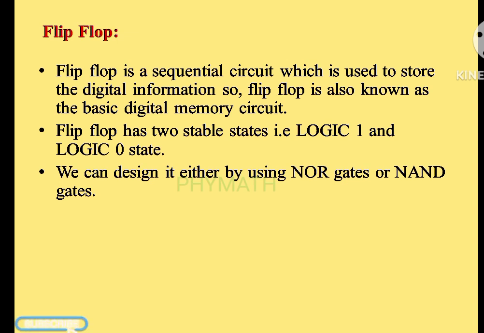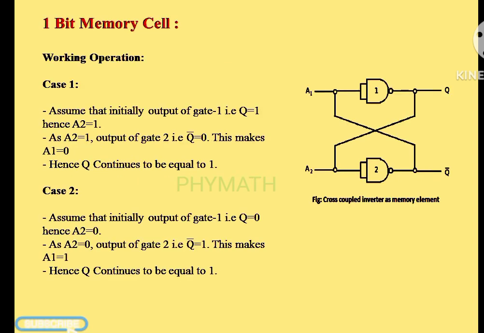As we know, the NOR gates and NAND gates are the universal gates. Now let's design the flip-flop by using two NAND gates. Now the figure shows a cross-coupled inverter. Now why is this figure called a cross-coupled inverter? First of all, let's see what is meant by inverter. Now in this circuit, two NAND gates are used, that is NAND gate 1 and NAND gate 2. Here both the NAND gates are acting as an inverter.